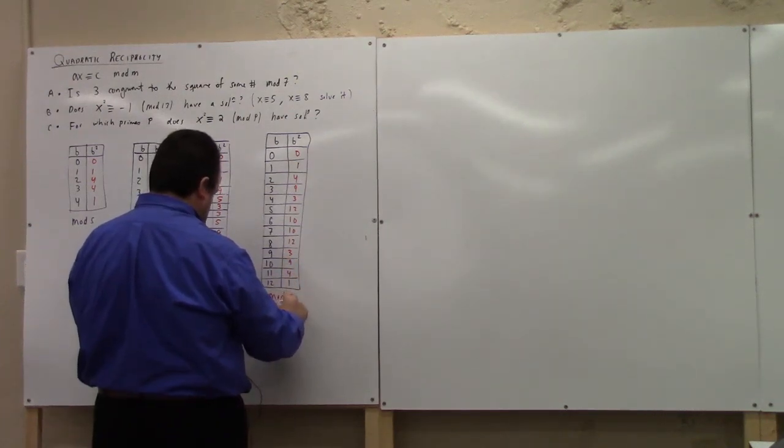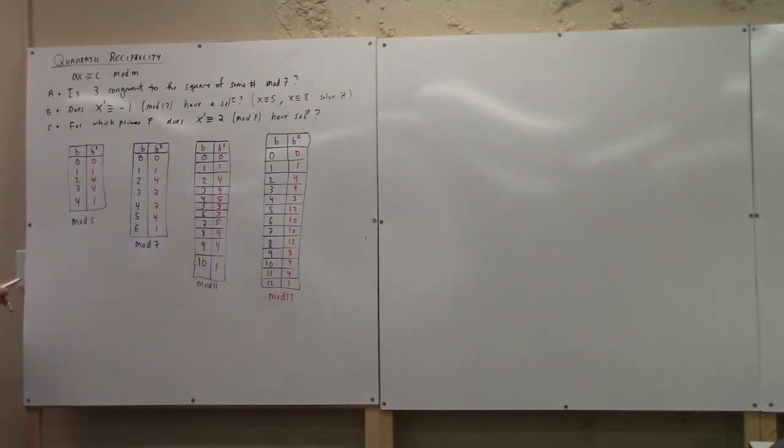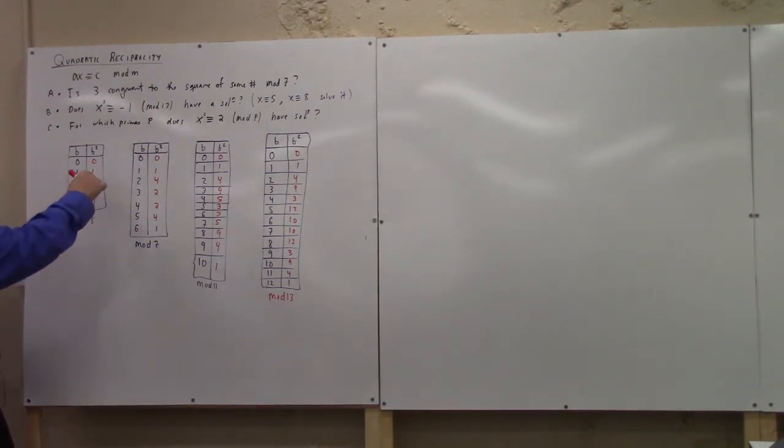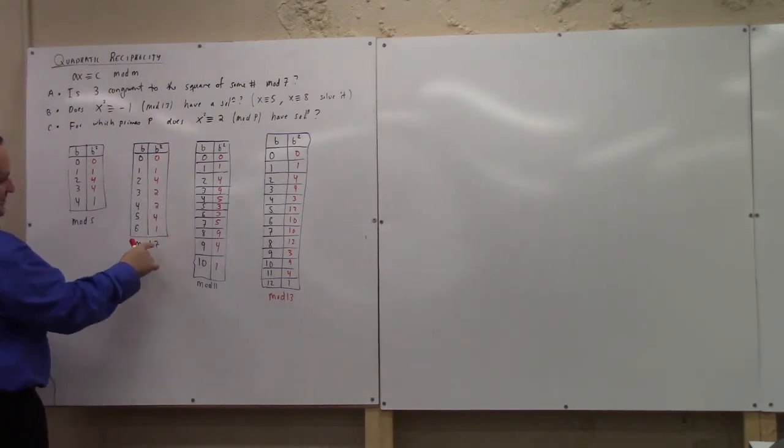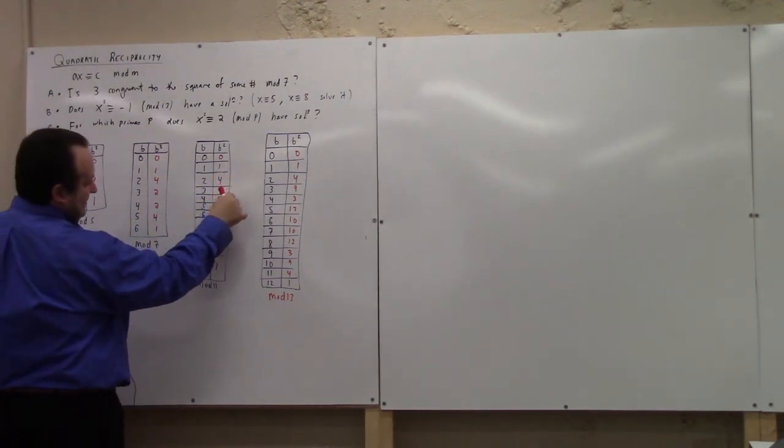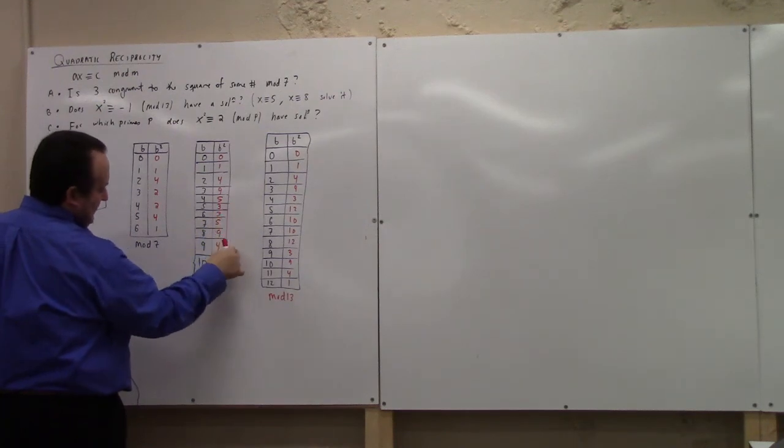All right, so what can we see from all this? Are there any patterns that stick out to you guys, in terms of what squares look like mod an odd prime? There's a symmetry. Like this 1 4 4 1, this 1 4 2 2 4 1, this 1 4 9 5 3 3 5 9 4 1.